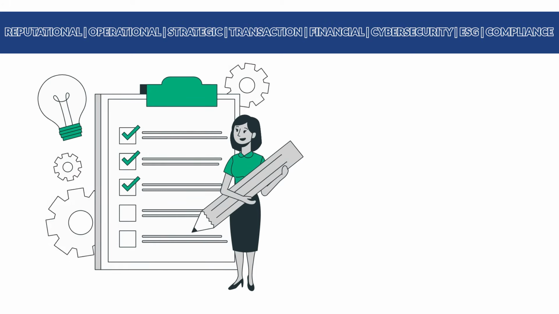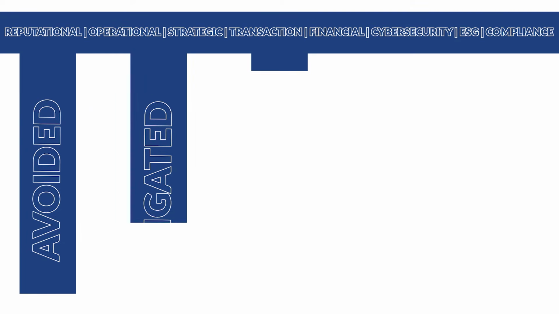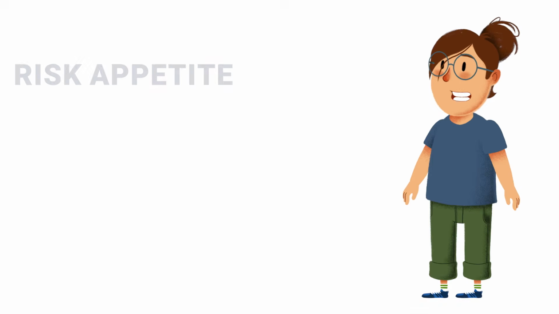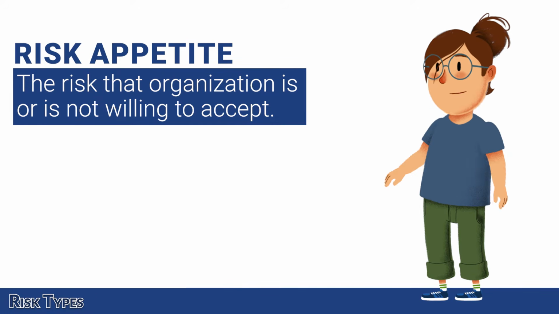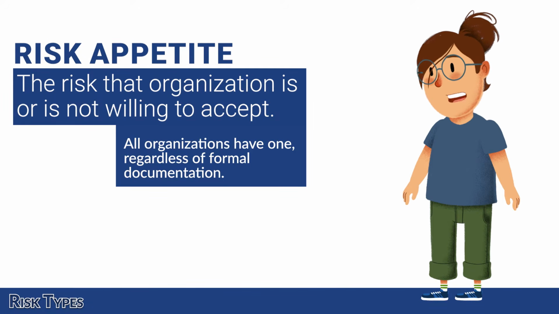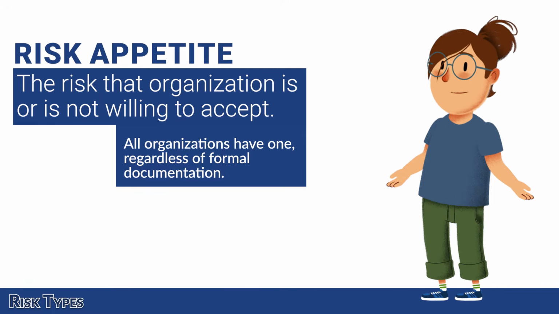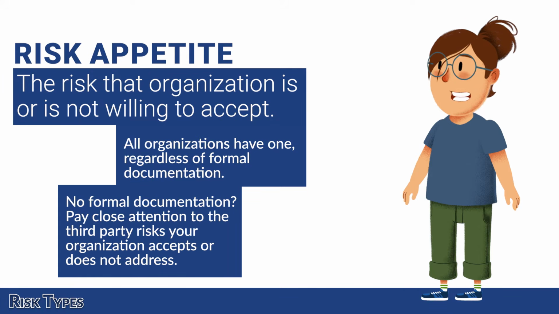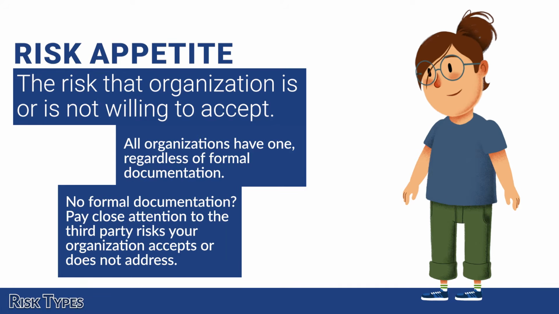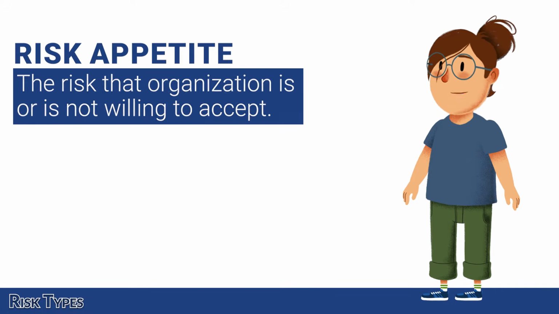It is critical for organizations to evaluate the controls in place for their third parties to ensure the above risks are avoided, mitigated, shared, transferred, or accepted based upon the organization's risk management framework, driven from their risk appetite. An organization's risk appetite is the risk that organization is or is not willing to accept. All organizations have a risk appetite, whether your organization formally or informally documents it. If your organization does not formally document its risk appetite, then pay close attention to the third party's risks your organization accepts or does not address, as this informally defines your company's risk appetite.